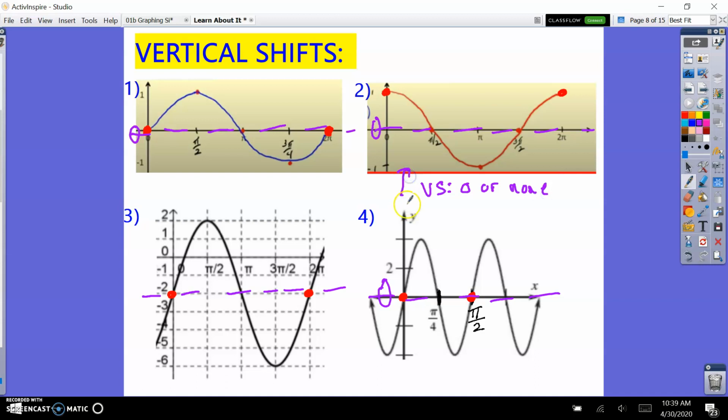So this one, and this one. Now this one down here, we can see that the horizontal center is now down at -2. So this will have a vertical shift of down 2 or -2.